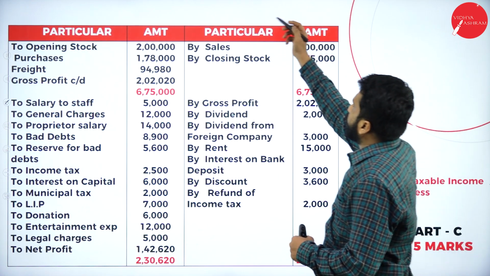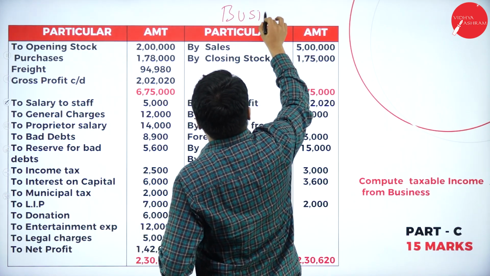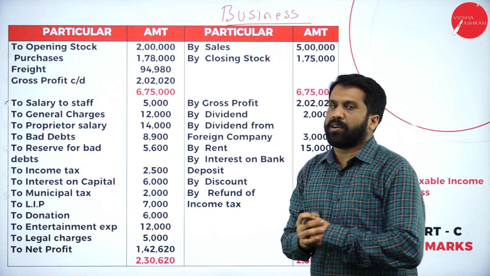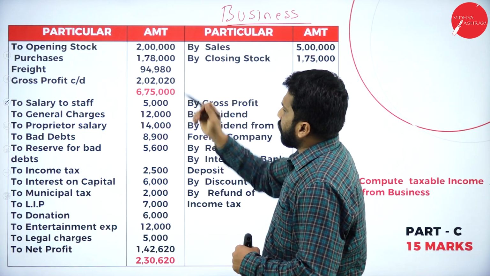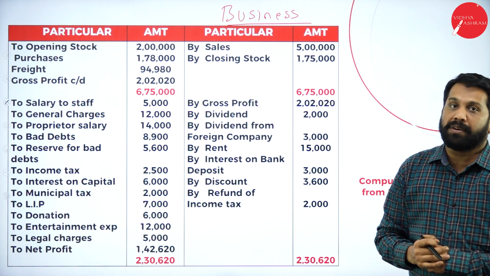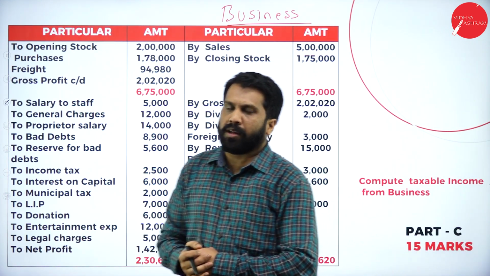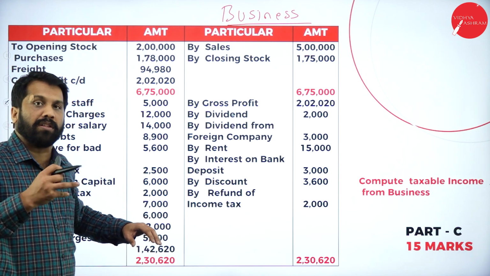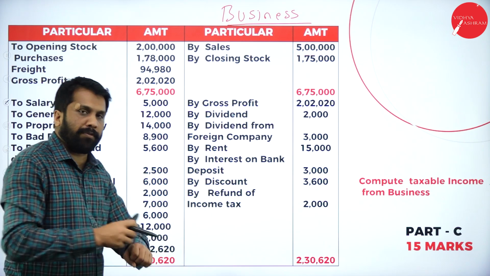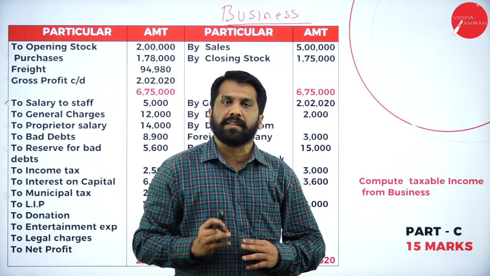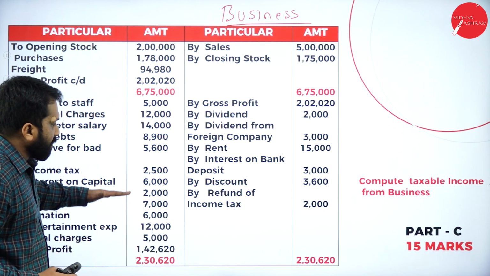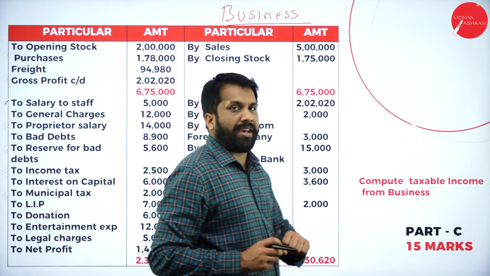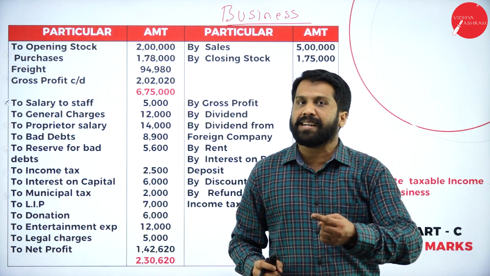So this is your business, computation of business. I don't go in depth actually. I'll just tell you the concept. So these are your P&L account. All your expenses, all your incomes are given. This is a compulsory 15-mark problem in your examination. Out of expenses, we have to find all disallowed items. Out of income, we have to find all allowed items. Clear? Again, I'll repeat. Out of these expenses, we have to take all the disallowed items. Out of credit side, we have to take all the allowed and other head income.